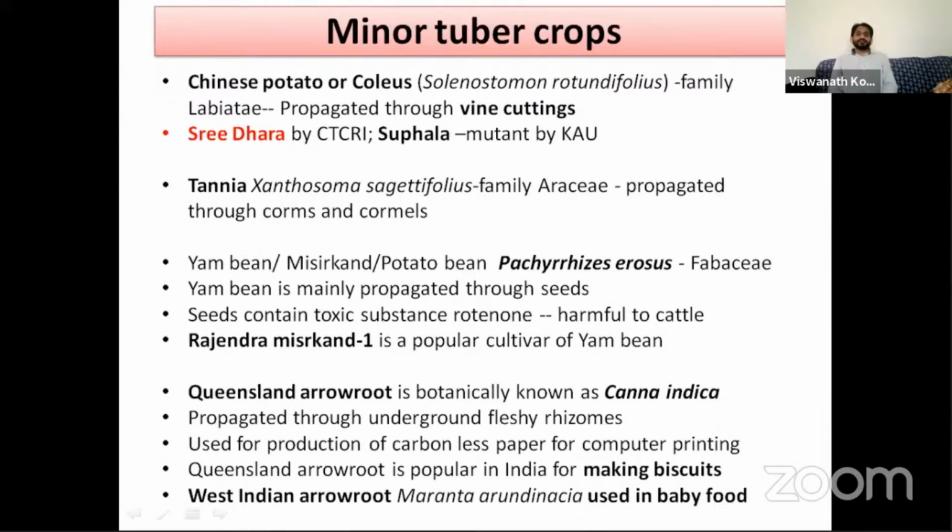And Queensland arrowroot, known as Canna indica. Arrowroot biscuits are very popular in India because the starch of the arrowroot is very simple and can be digested very easily in the human stomach. So the starch of the arrowroot is used for the preparation of baby foods like Cerelac and some other baby foods, because it is a very simple starch and can be easily digested. The West Indian arrowroot is Maranta arundinacea.